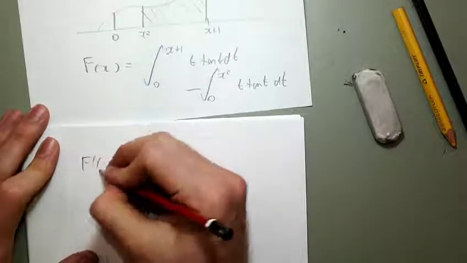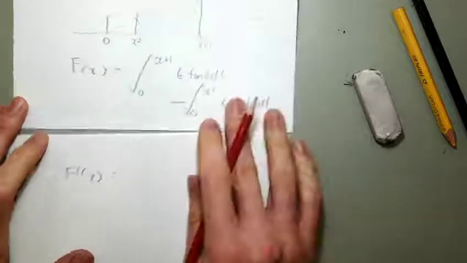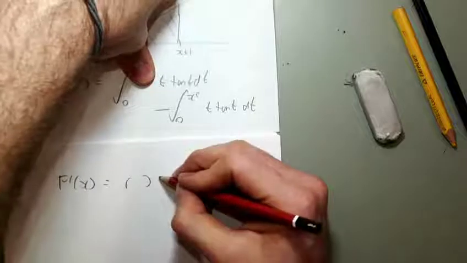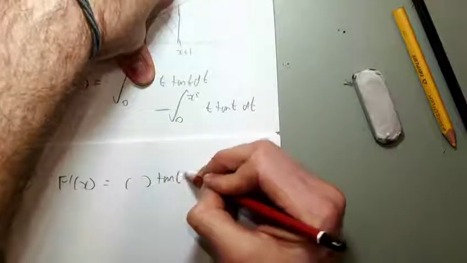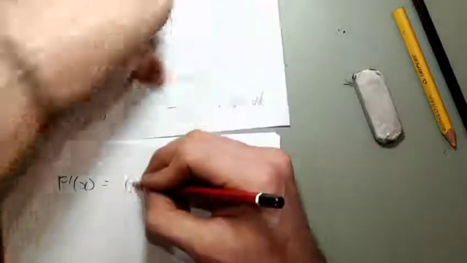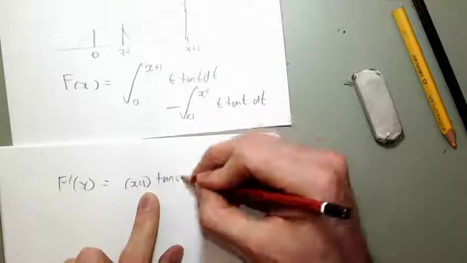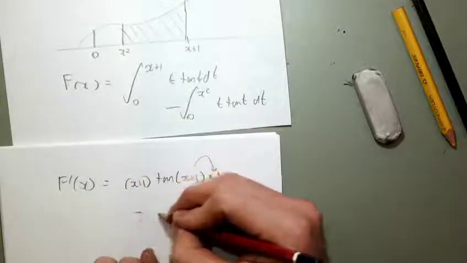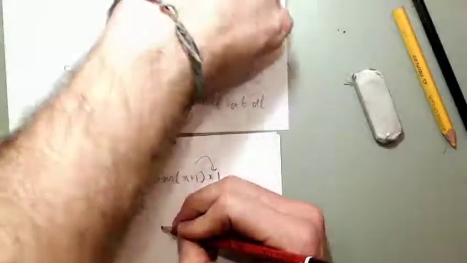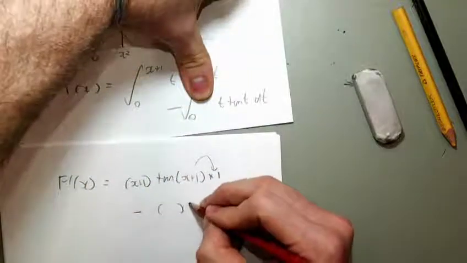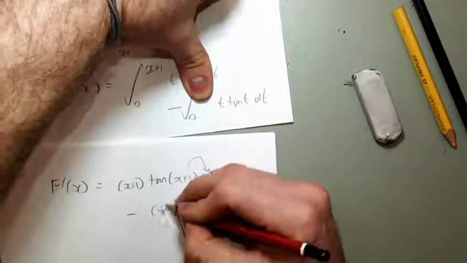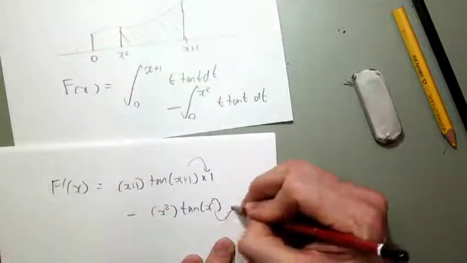So f dashed x. So let's see, the derivative of this, if it was an x, I'd put the x in this spot, where both of these t's are. But it's not an x, it's an x plus 1. And I have to times by the derivative, which is 1. And over this side, if it was an x, I would put an x in both of these spots. But it's not an x, it's an x squared, so I have to times by the derivative of the inside.